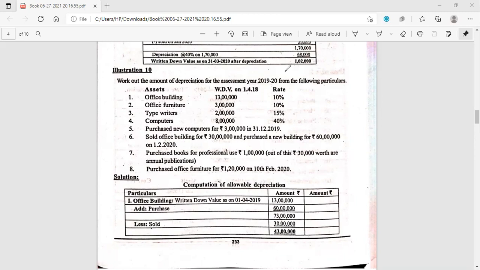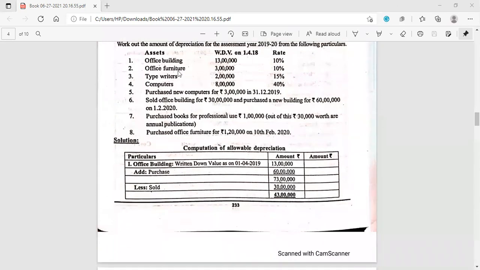Some technical problems are there, kindly be patient. Now, office building rate is 10%, office furniture 10%, typewriters 15%, computers 40%. Fine. We'll consider the first block, that is office building. Written down value, they have given 13 lakh.